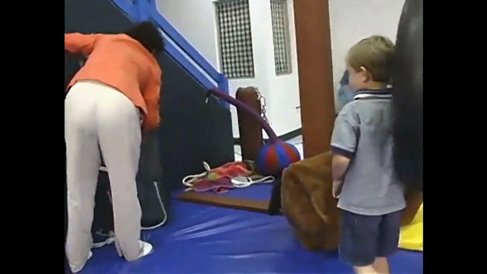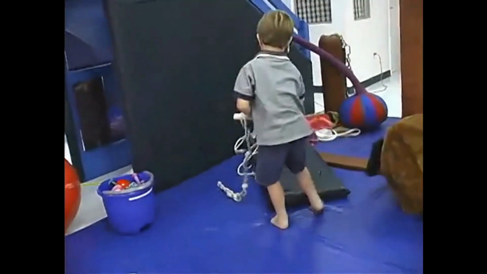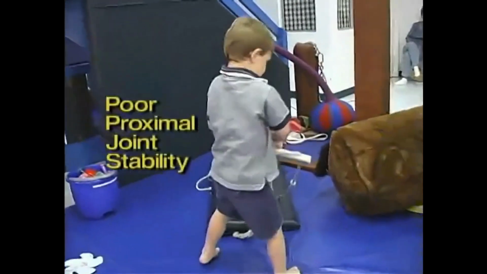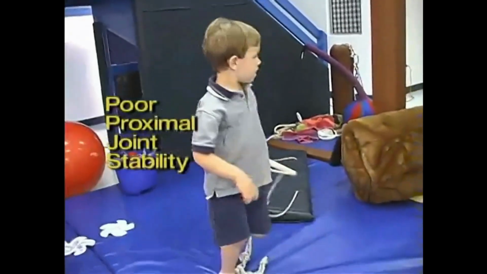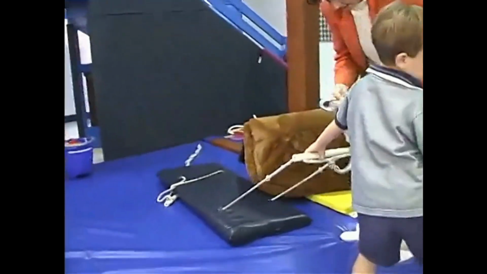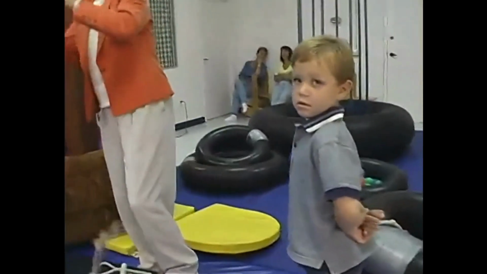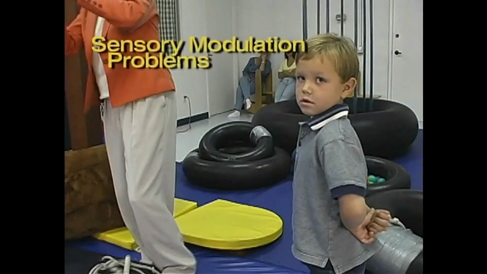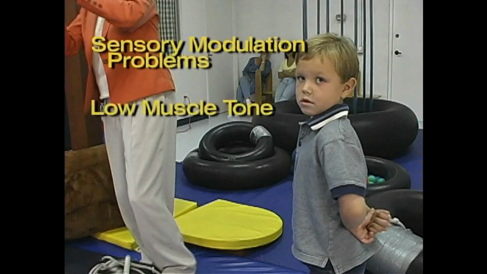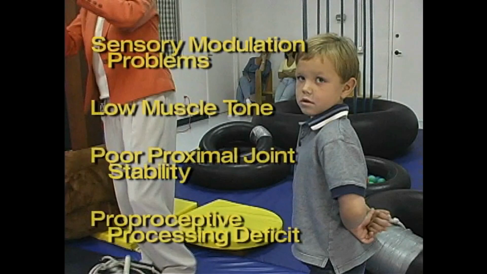Okay. Would you bring this one? Pull it. Now I asked Jesse to help me move the equipment around the clinic. Again, I observed that his proximal joint stability is not that good. Ooh, you have big muscles. This is an example of observing the child's ability during an unstructured activity. So far, I have seen some evidence of sensory modulation problems. This child also appears to have low muscle tone and poor proximal joint stability, and might also have a proprioceptive processing deficit.